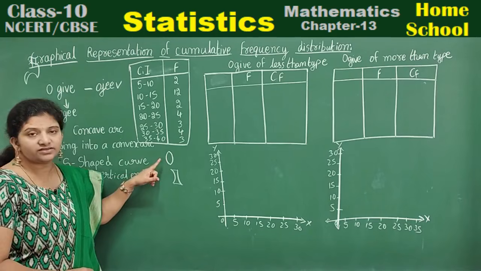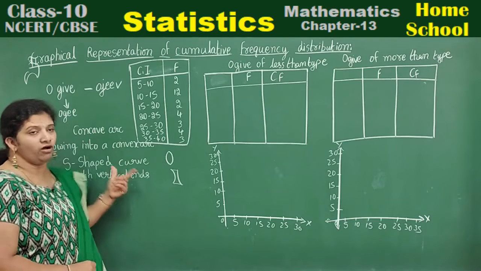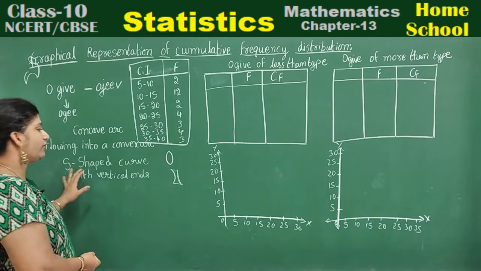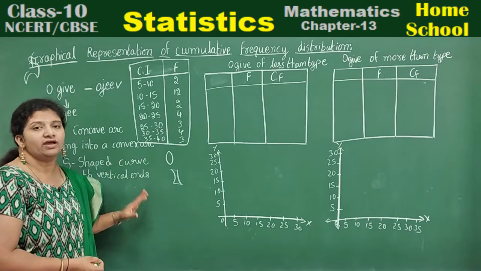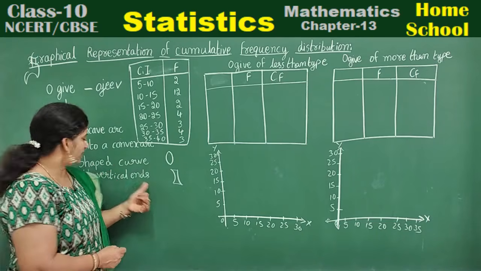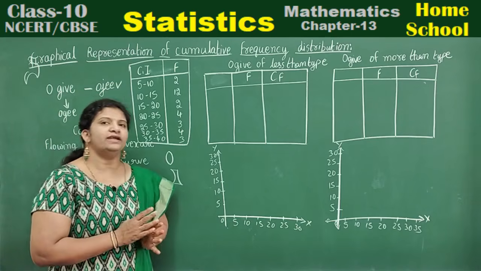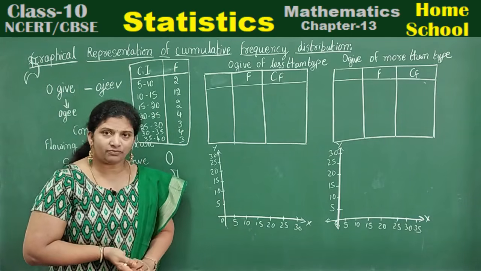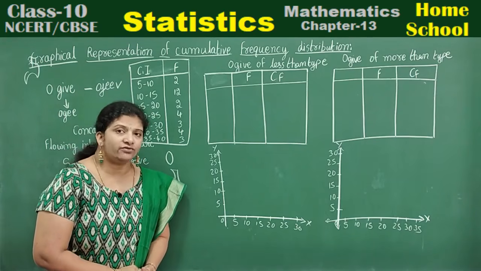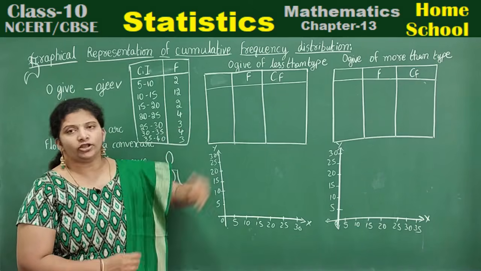You can see here this is convex and this is concave. These OGs are in the form of concave and then it will be in the form of convex. Or you can say that it will be in the form of S-shaped curves. Ogives are S-shaped curves with vertical ends. In ogives, we can draw less than type ogive or more than type ogive. Or we may call them cumulative frequency curves of less than type and more than type.